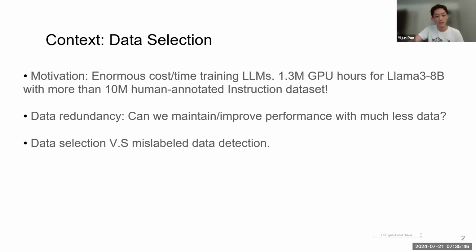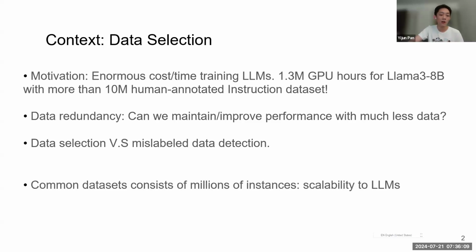We have previously seen data attribution being used for tasks like mislabeled data detection. Here we can look at data selection as an extension of mislabeled data detection, where we can select data for multiple purposes and not just those that are mislabeled. However, common instruction tuning datasets often consist of millions of data points. And one question would be, how do we scale data selection methods to large language models?